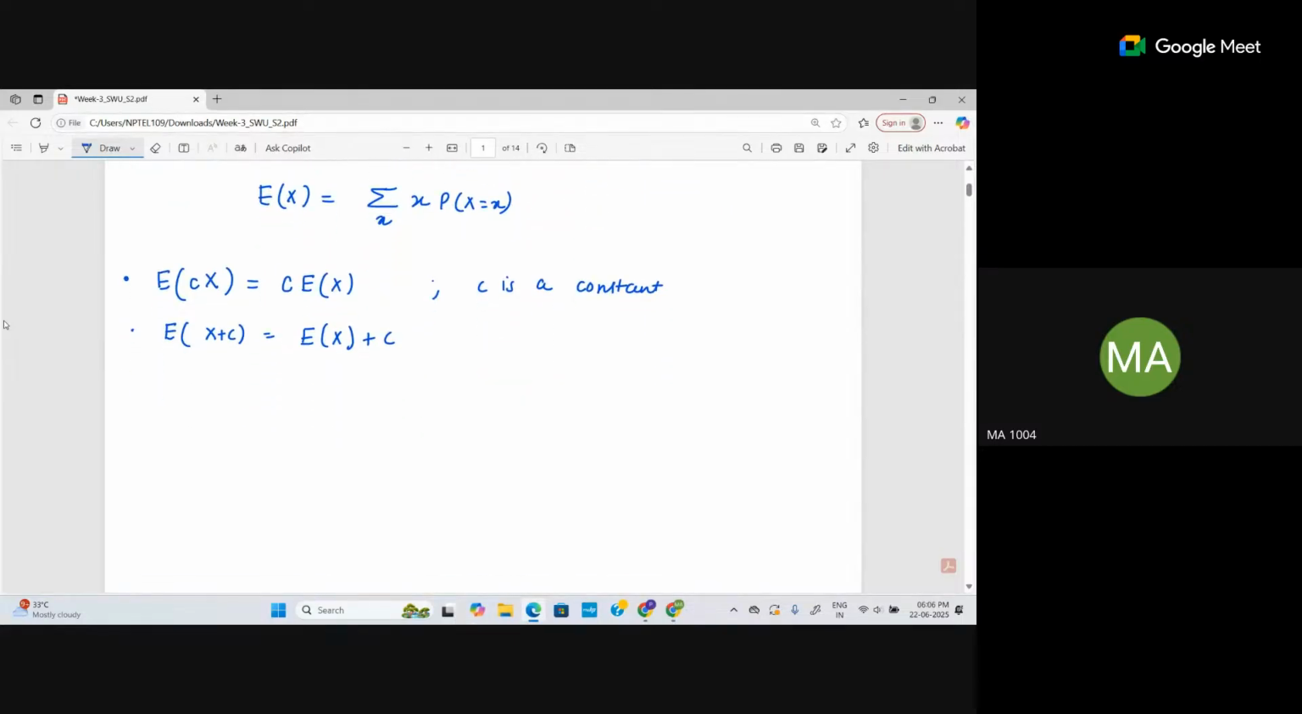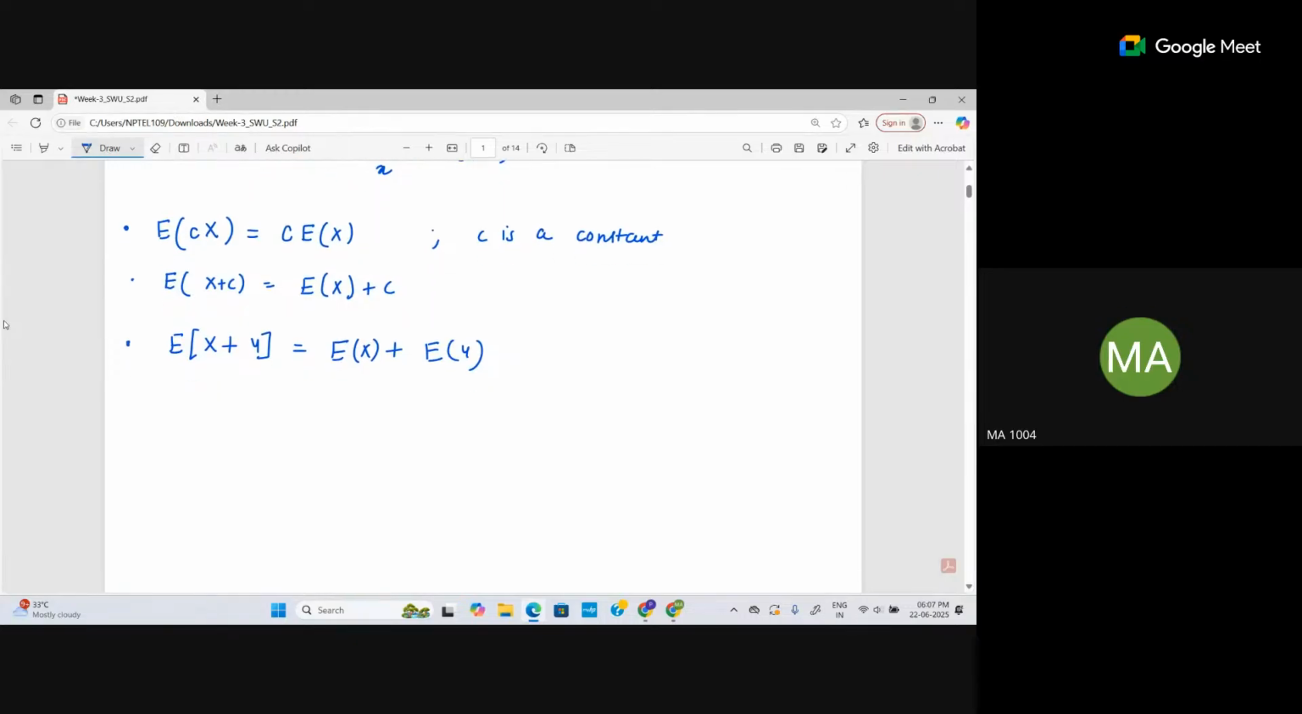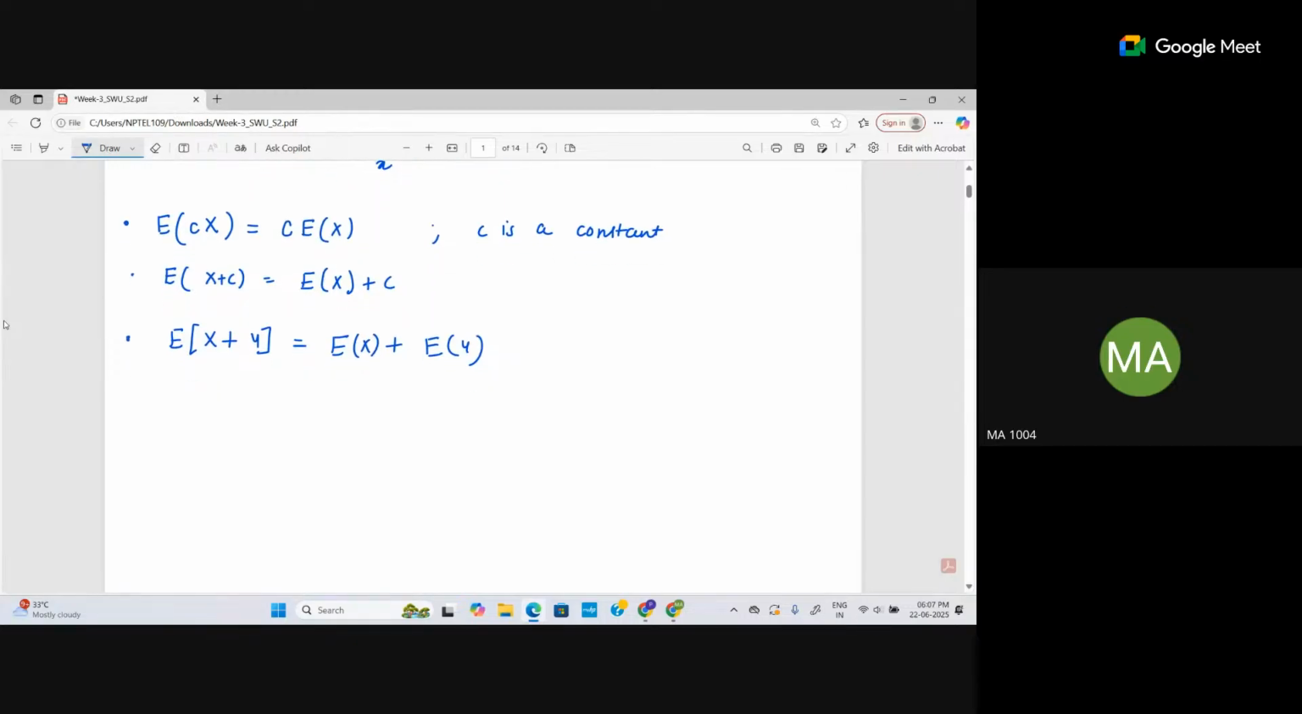Right? Suppose we have two random variables x and y, and we have to find the expectation of x plus y. Then it is simply expectation of x plus expectation of y, where x and y are two discrete random variables, any two random variables. Okay, now next we have variance.